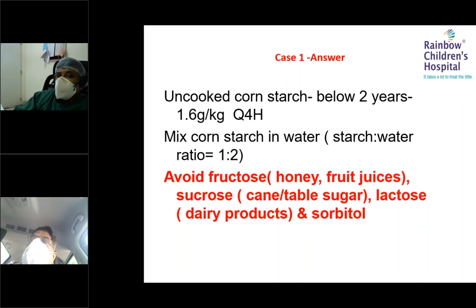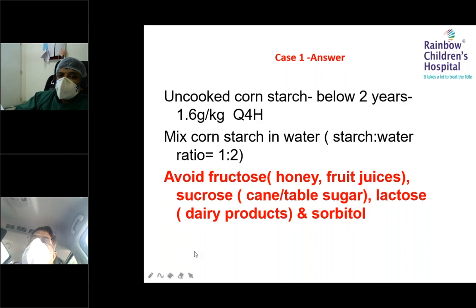The dose of uncooked cornstarch below 2 years is 1.6 gram per kg every fourth hourly. And the main thing when we are prescribing cornstarch to the families is that it is always uncooked cornstarch. So the mother has to take the cornstarch powder, put it in water, and then give it. It should not be cooked at any cost. And second thing is, we should tell the parents that they should not add sugar or salt to this uncooked cornstarch to improve the taste. No, that should not be done, right?